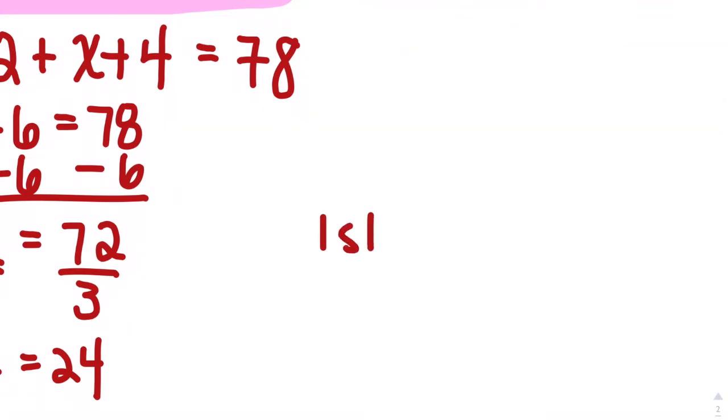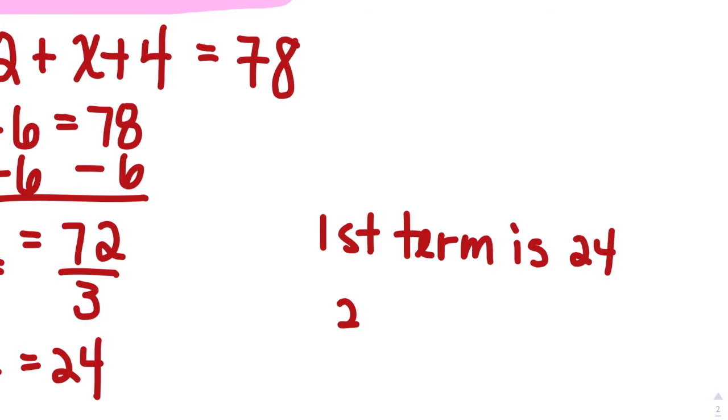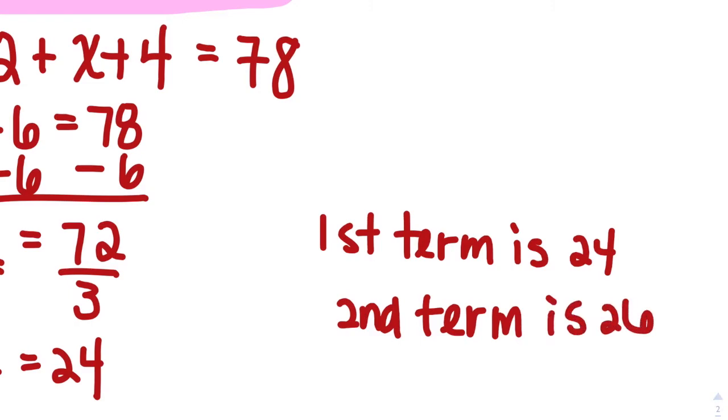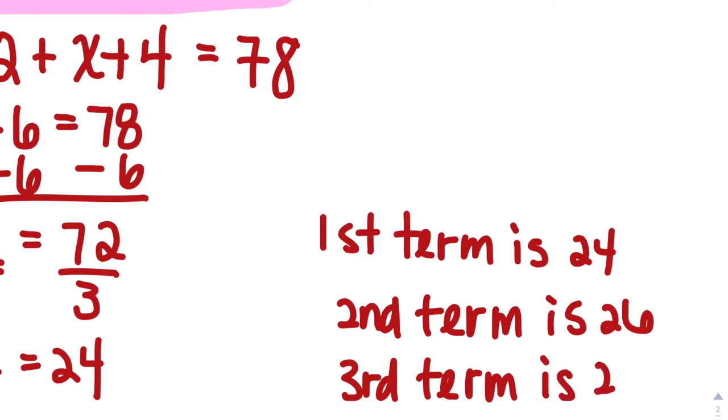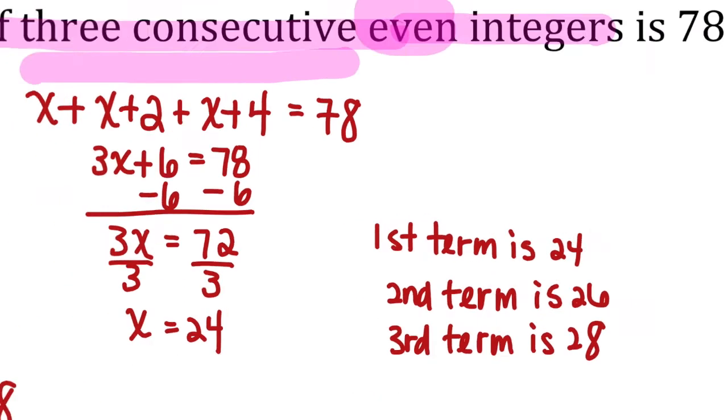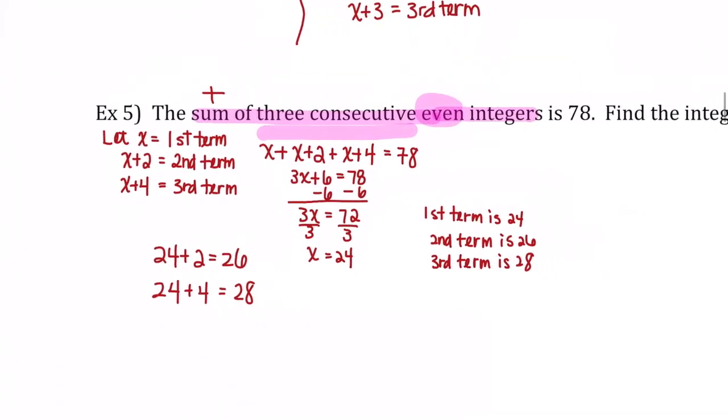First term is 24. Second term is 26. And the third term is 28. And therefore, that's how it is done with the consecutive integer, even, odd, or sum. Okay?